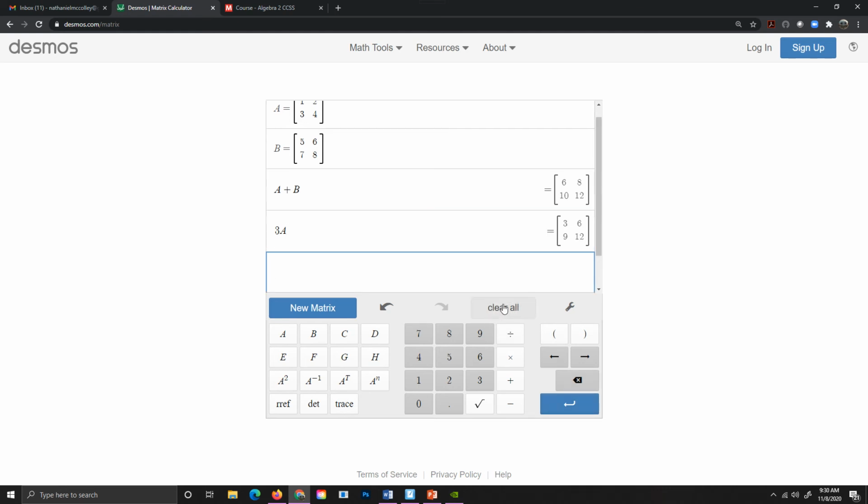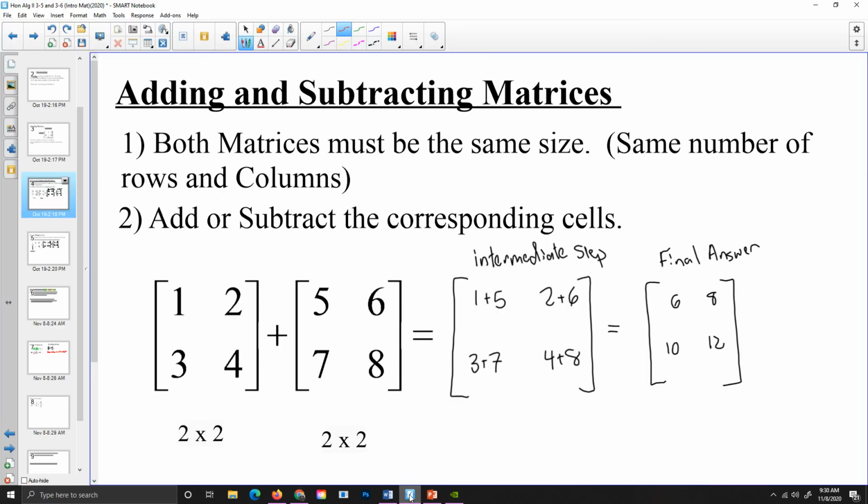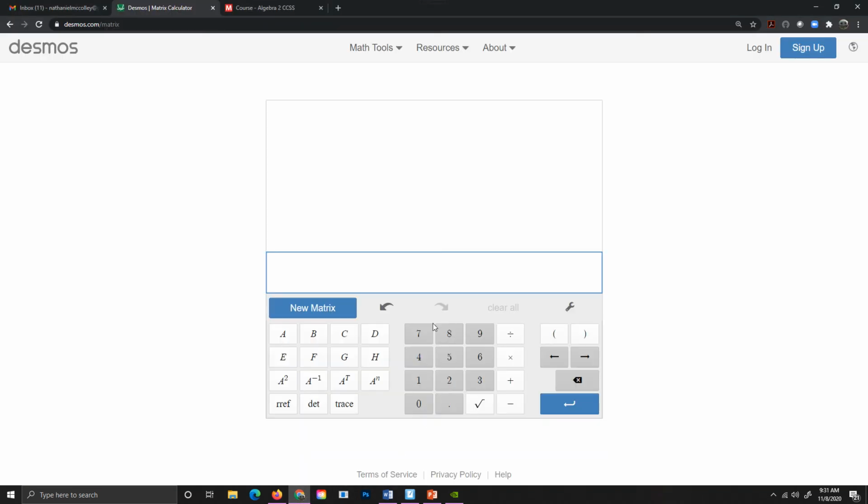Now we want to clear all of this out because we want to do this new multiplication down here. And so when I hit clear all, matrix A now has nothing in it. So I cleared that out.